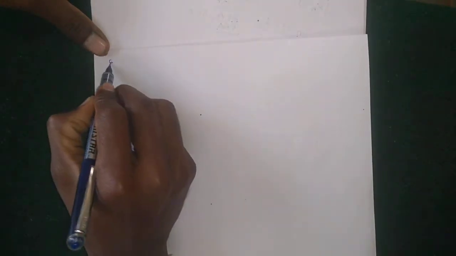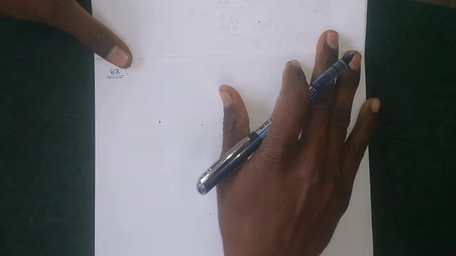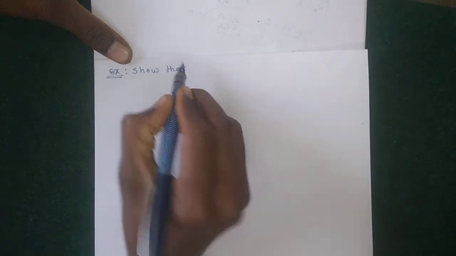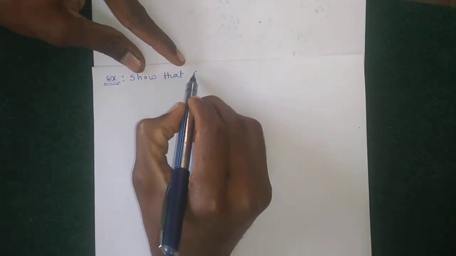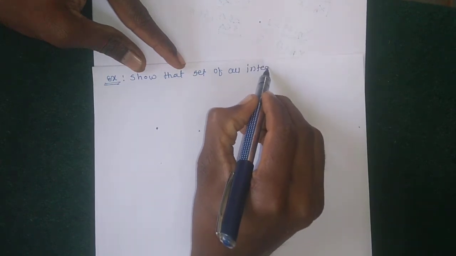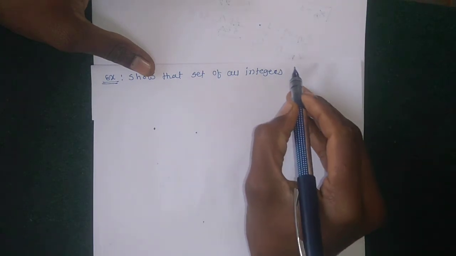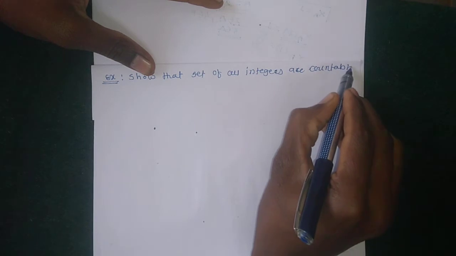Example is first example of countable set. Example: show that the set of all integers are countable. Set of all integers are countable.